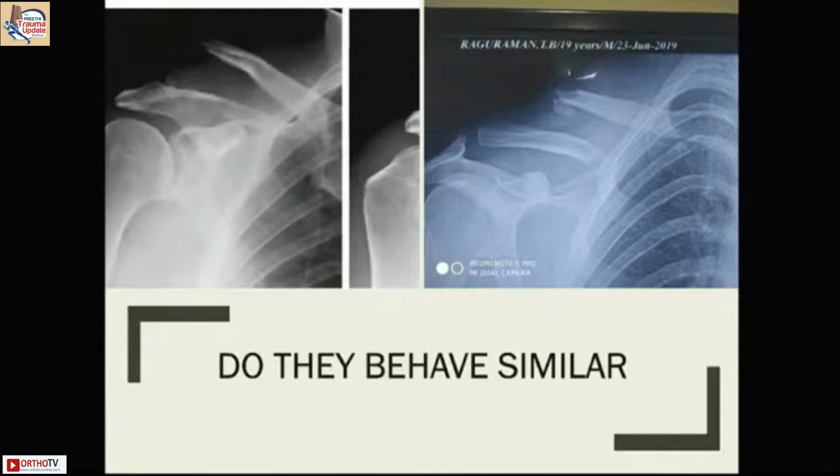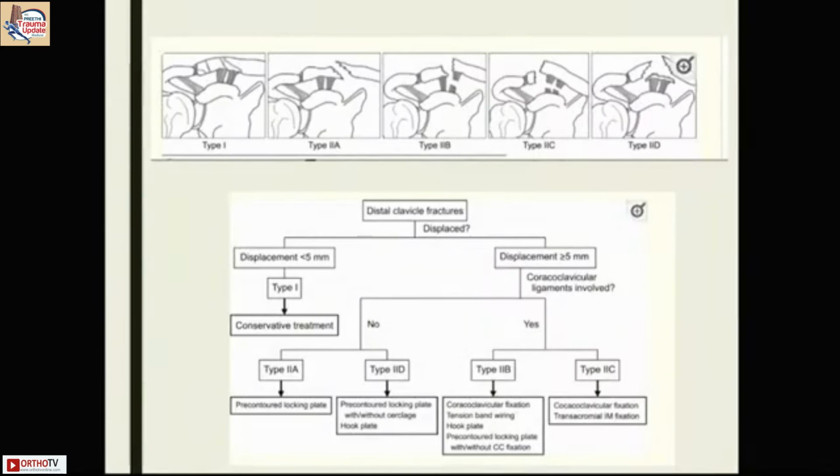So always in a lateral clavicle fracture, because they don't behave similarly, here the coracoclavicular ligaments are intact, and here the coracoclavicular ligaments are disrupted. This makes your surgical treatment entirely different. So in a lateral end clavicle fracture, one should always suspect coracoclavicular ligament disruption. And when you suspect that, you have to go in for additional coracoclavicular fixation.